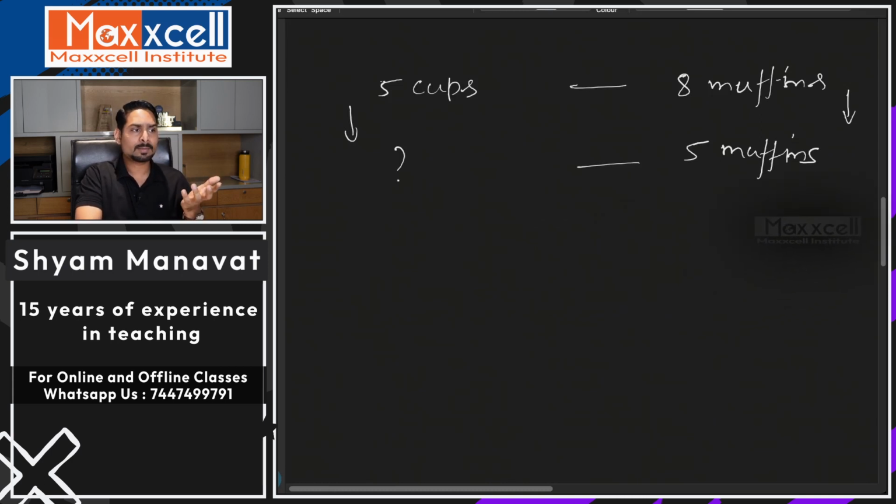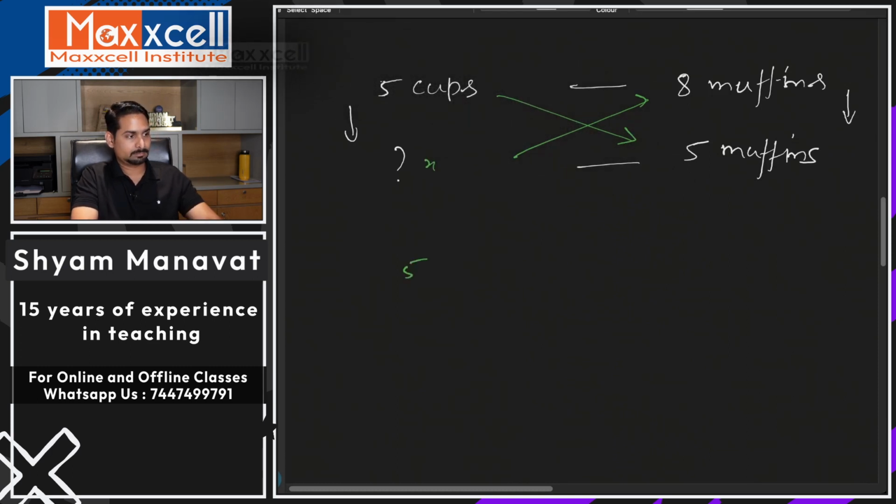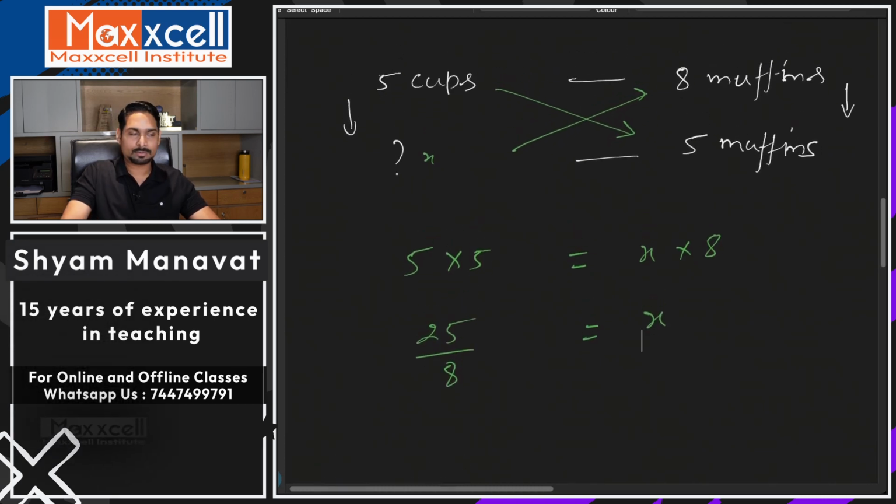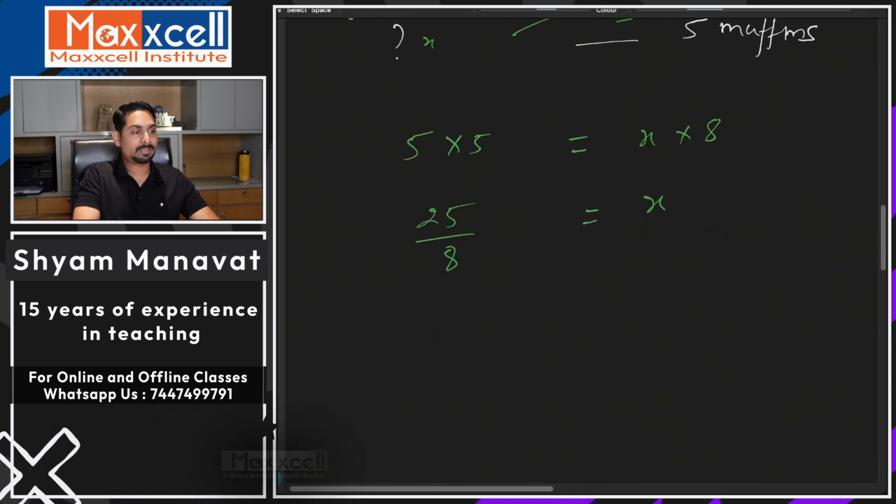How do you solve this? Simple, cross multiply. This is x. So cross multiplication will be equal: x into 8. So what do you get here? 25 by 8, that's equal to x. Do you want to find the approximate value? You can divide 25 by 8.